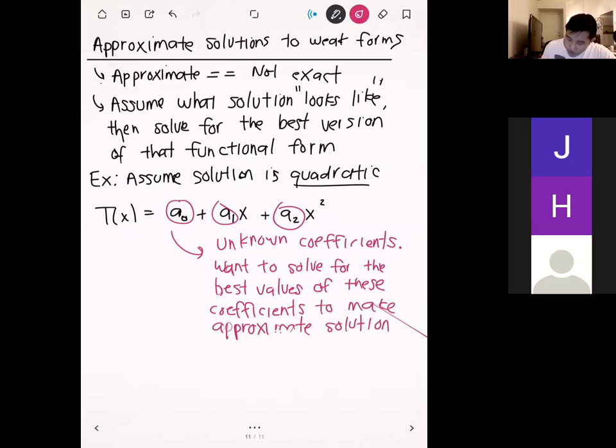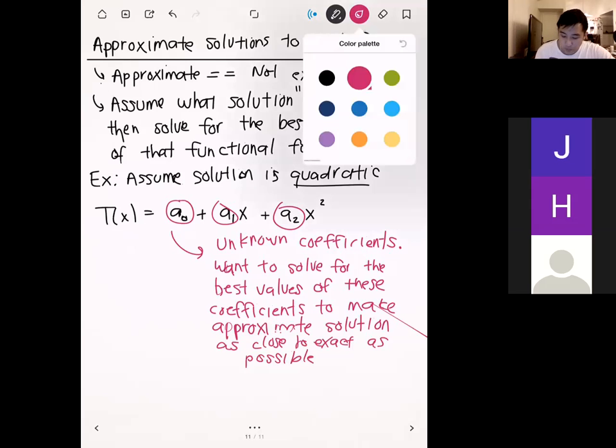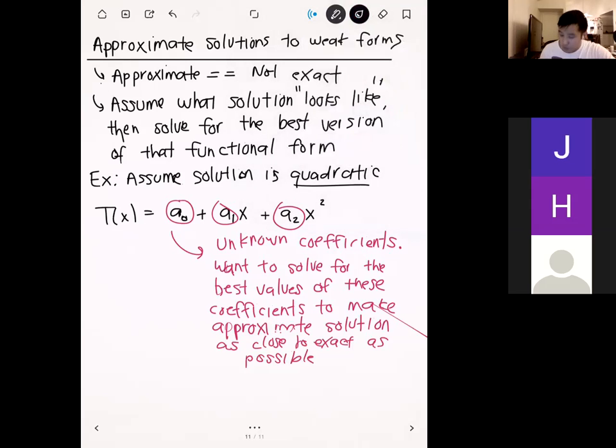Make the approximate solution as close to exact as possible. That ended up being a lot more writing than I thought it was going to be. I'm going to walk you through the process of doing that in a bit.